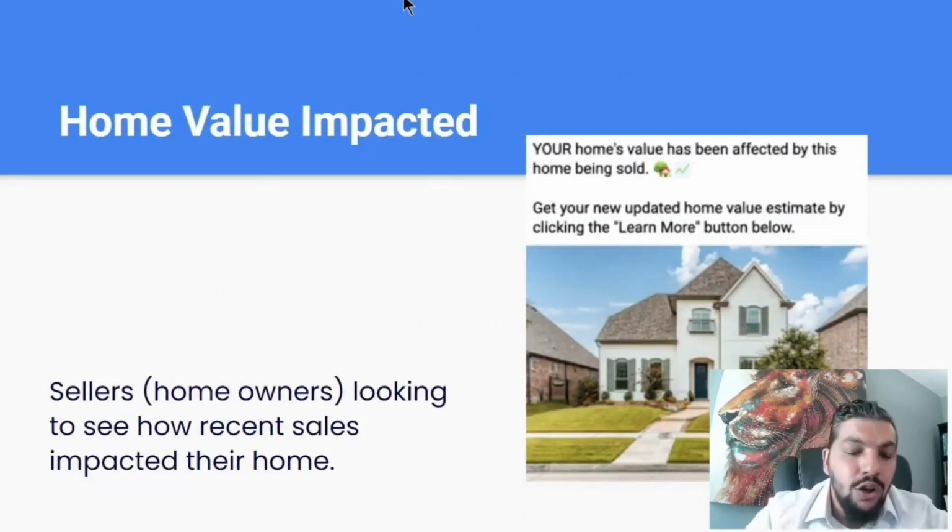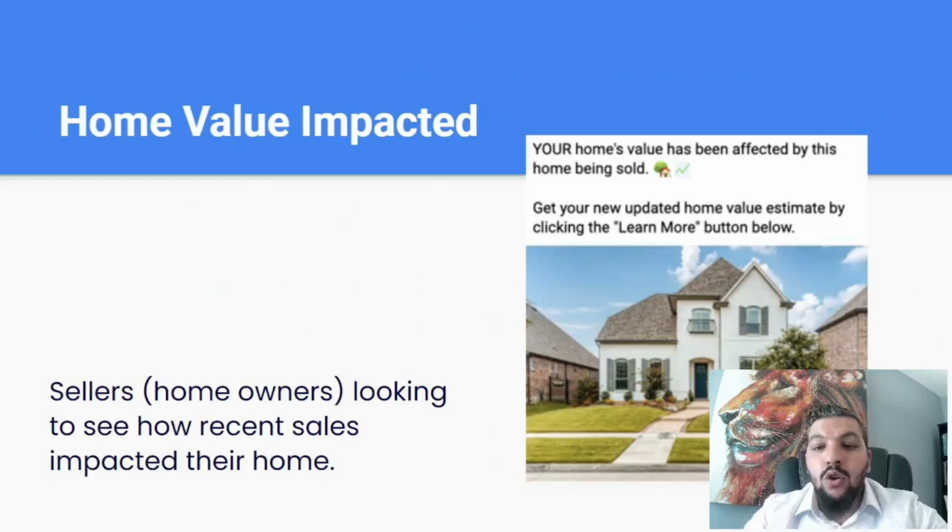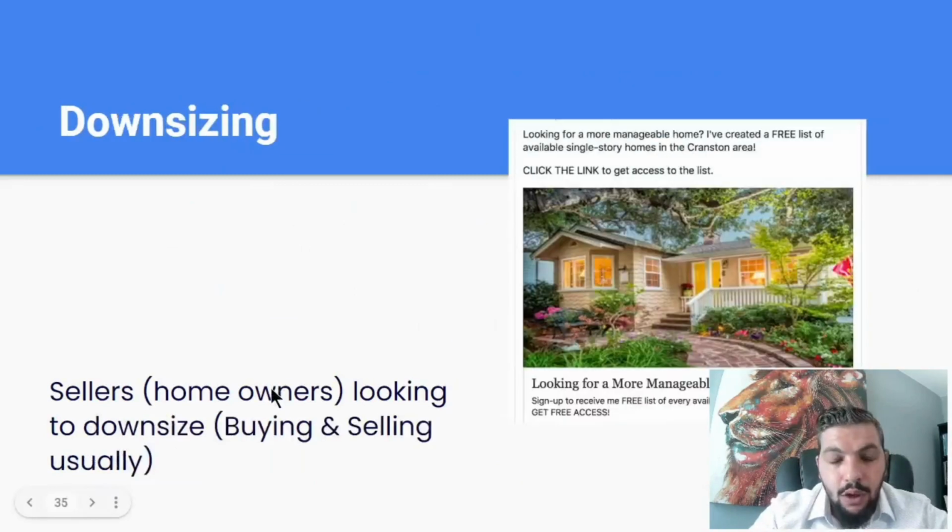The third one is targeting sellers, and it's basically saying your home's value has been affected by this home being sold. So get your updated home value estimate by clicking the Learn More button. So this is for sellers or homeowners that are looking to see how the recent sale in their market impacted the value of their home.